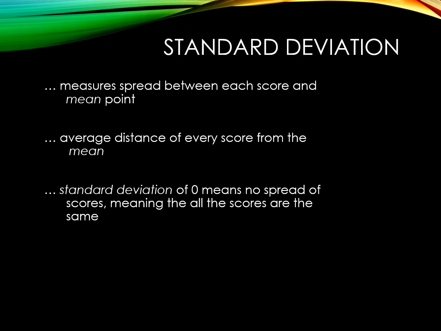So, standard deviation. It measures the spread between each score and the mean point. So we're looking at the average distance of every score from the mean. What this really means is that if there's a standard deviation of 0, there's no spread of scores, meaning all the scores are the same number.